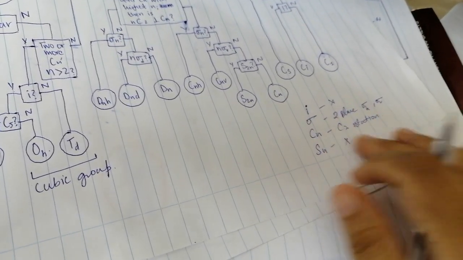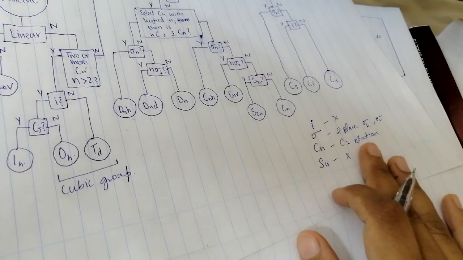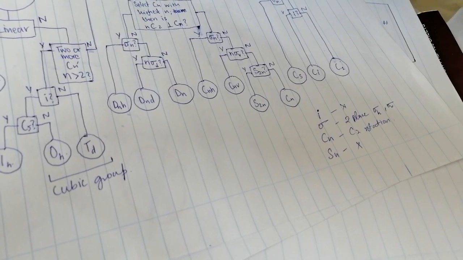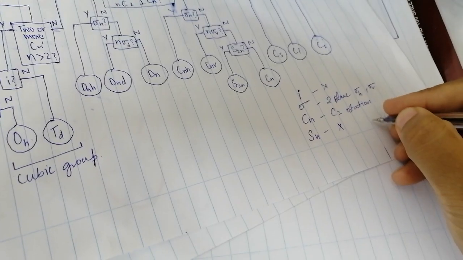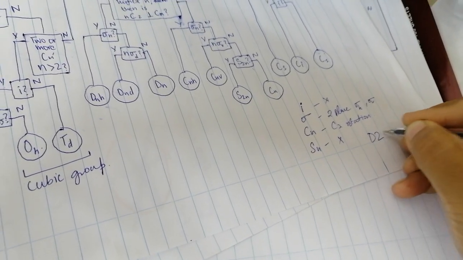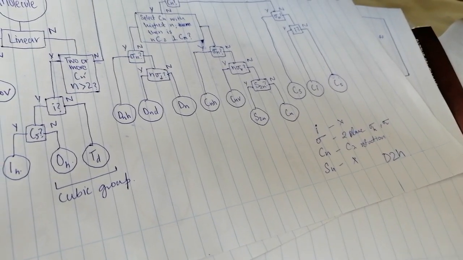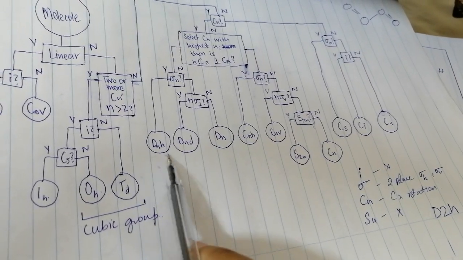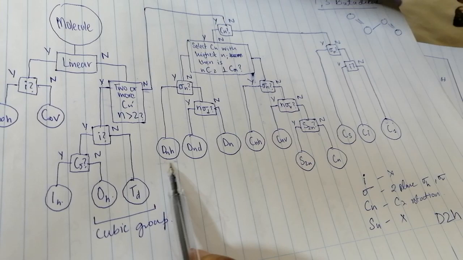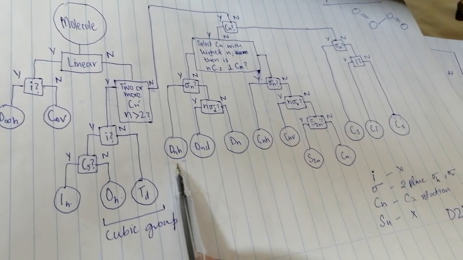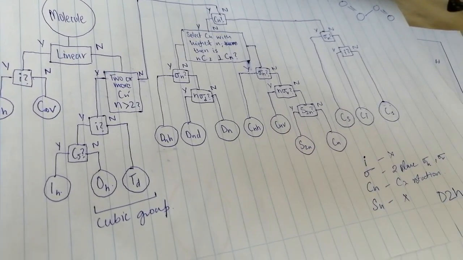Based on these symmetry elements and looking at the flow chart, we're going to identify the point group of 1,3 butadiene as D2H. So this is the point group of the 1,3 butadiene molecule.